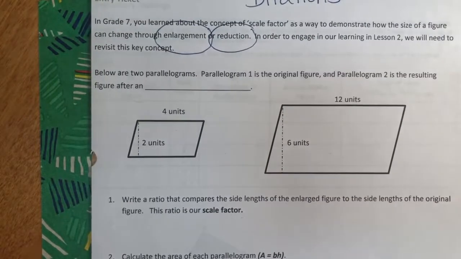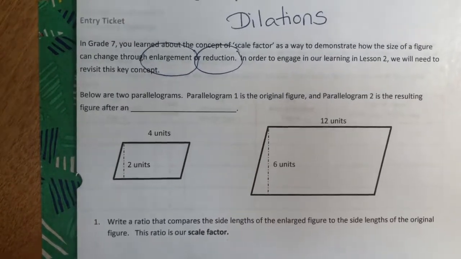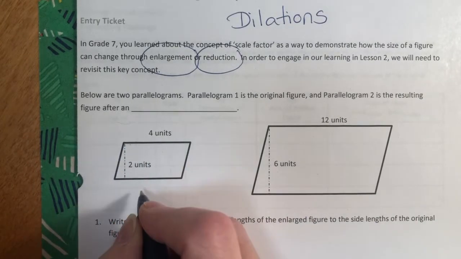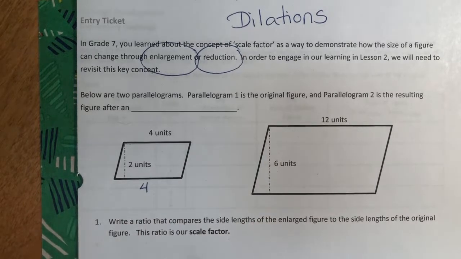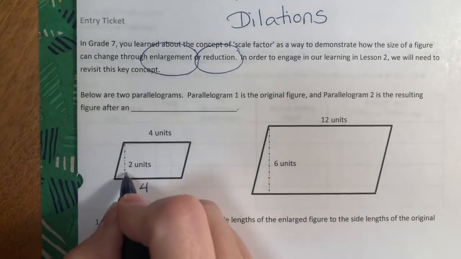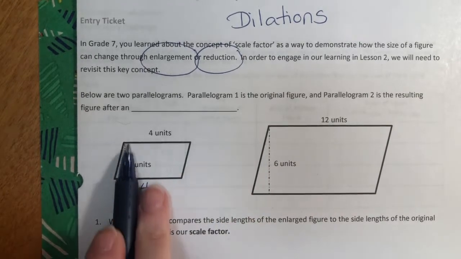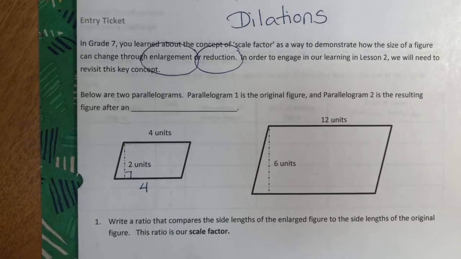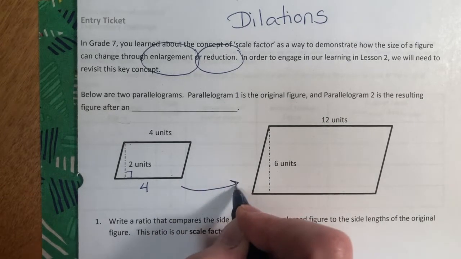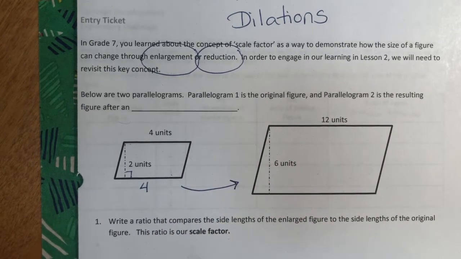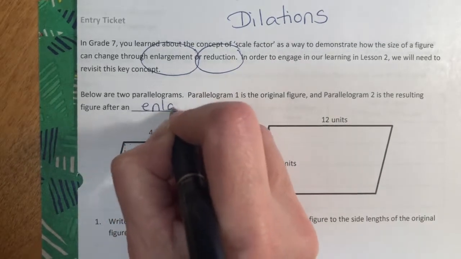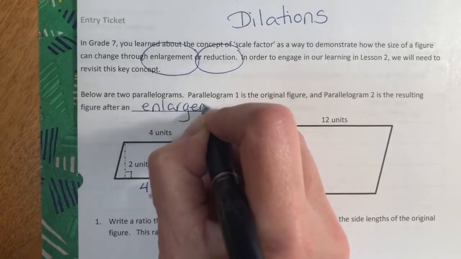So here we have two parallelograms. This first parallelogram has a base that's 4 units long. This side would also be 4 units long. And the height, which goes up at a right angle from the base to the other side, is 2 units long. So this is our original figure, and we're moving to that figure. You can see that it got bigger. It's definitely an enlargement.